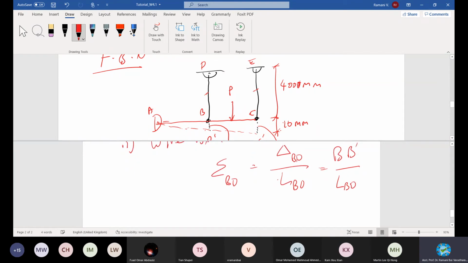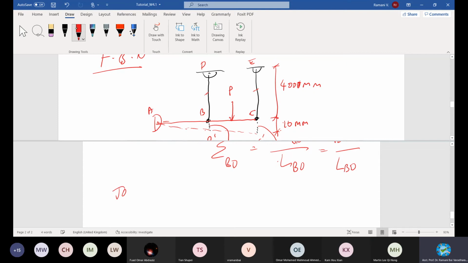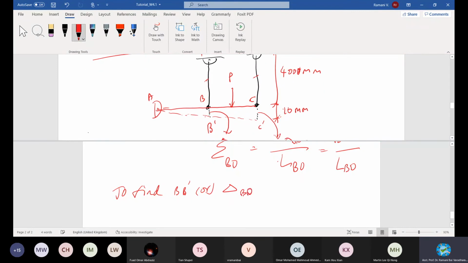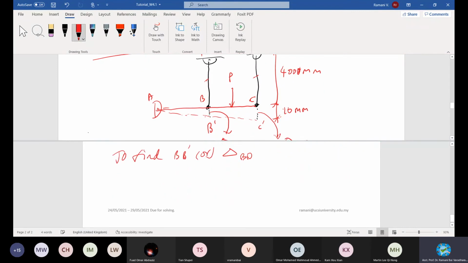To find the unknown, which is BB dash, I call this BD itself, for convenience. Come on, let's use the similar triangle principle. I have one triangle like this: this is A, this is C, this is C dash. Mathematics helps you to solve this.